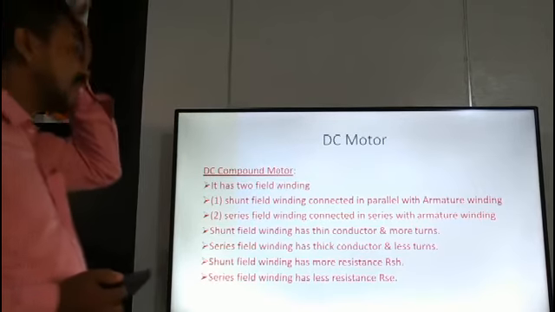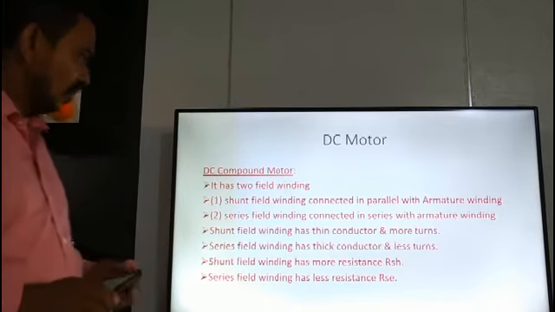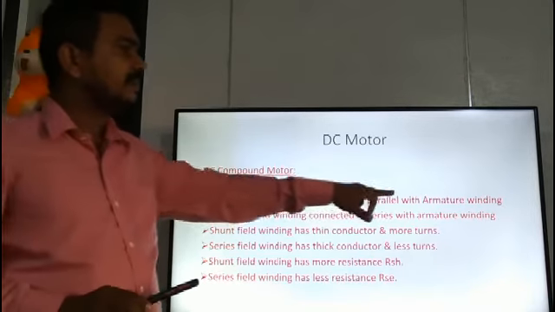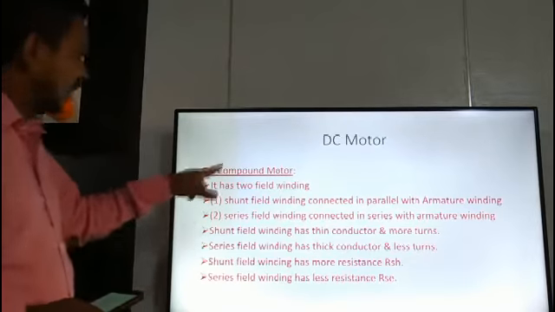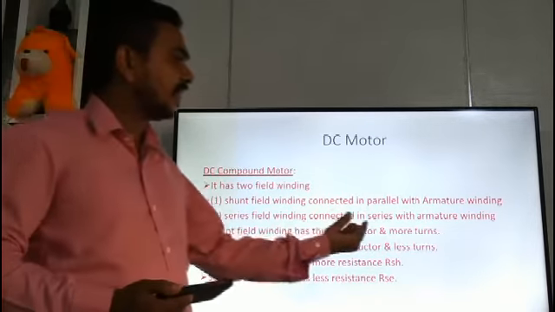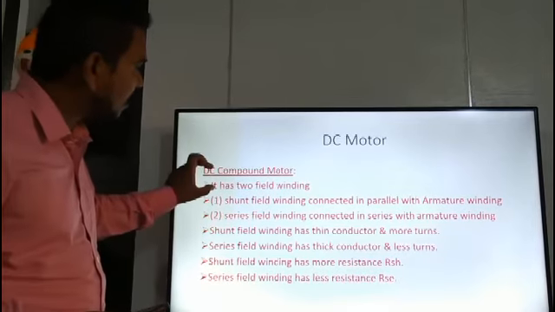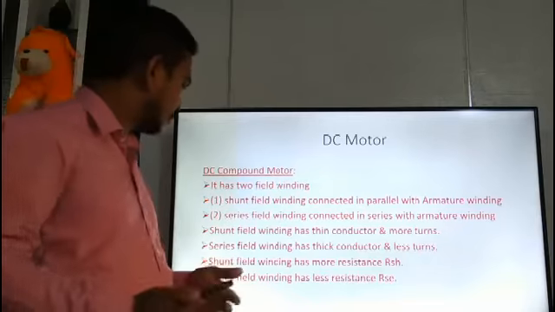Now next is the DC compound motor. It has two field windings. One field winding is the shunt field winding, which is connected in parallel with the armature winding, that is the DC shunt motor. The second field winding is the series field winding. This series field winding is connected in series with the armature winding, so this is the series motor. So the DC compound motor is the combination of the series motor as well as the shunt motor.